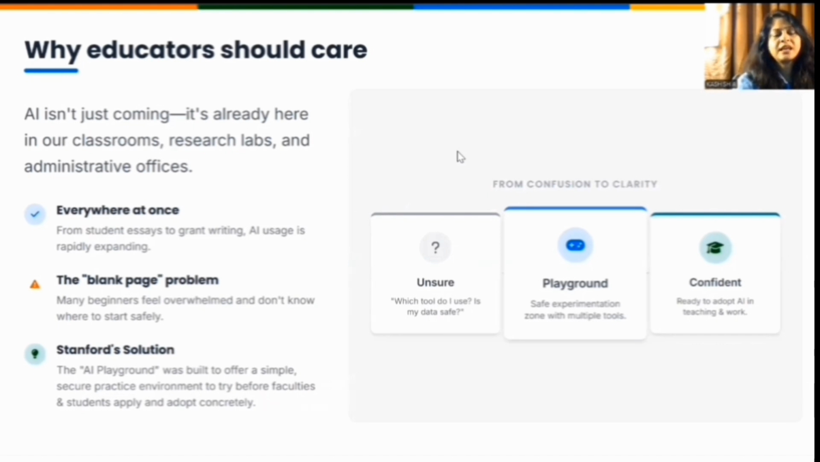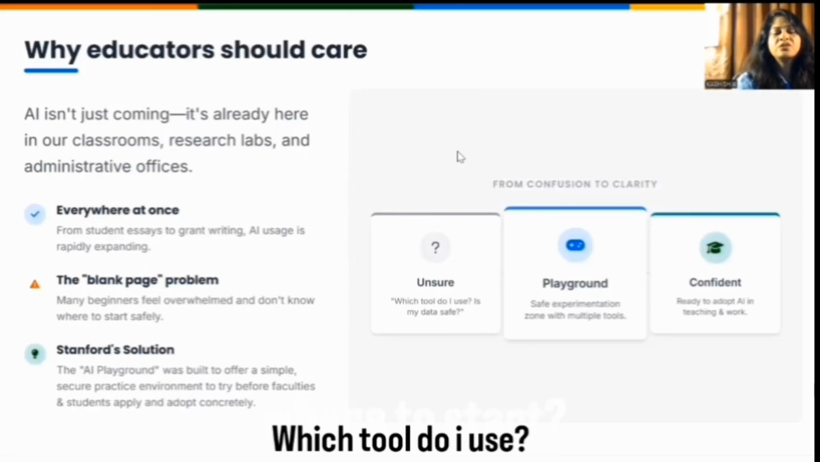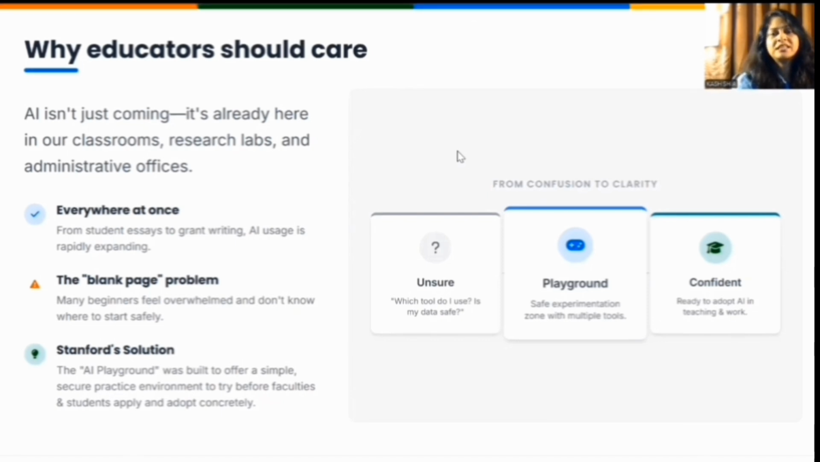Stanford's solution: the AI Playground was built to offer a simple, secure practice environment to try before faculty and students apply and adopt concretely. Because we always have such fear or hesitation about how to start, where to start. Unsure which tool to use? Is my data safe? This is the basic first question which we have in our mind. What is this playground and how will it help us?